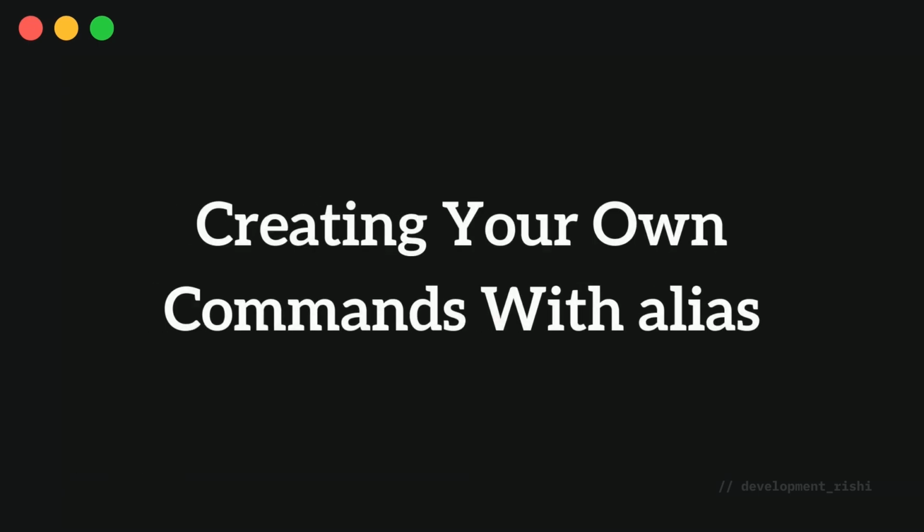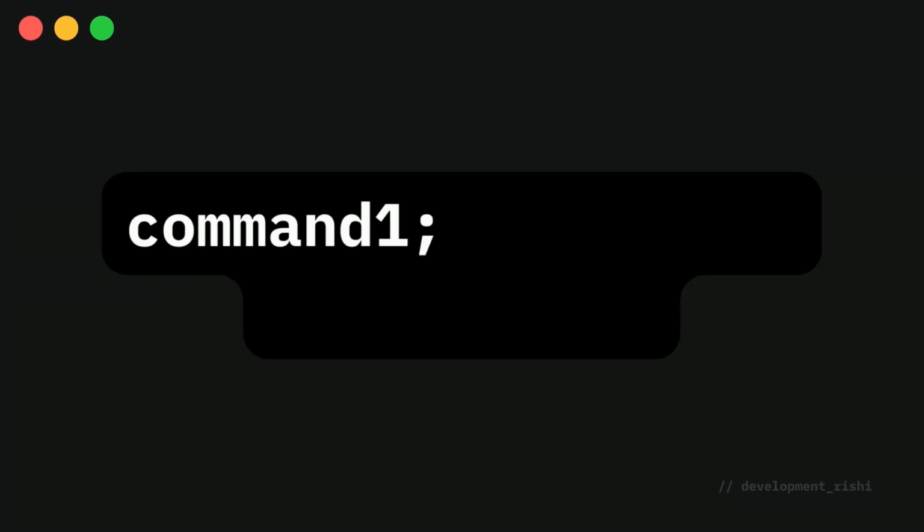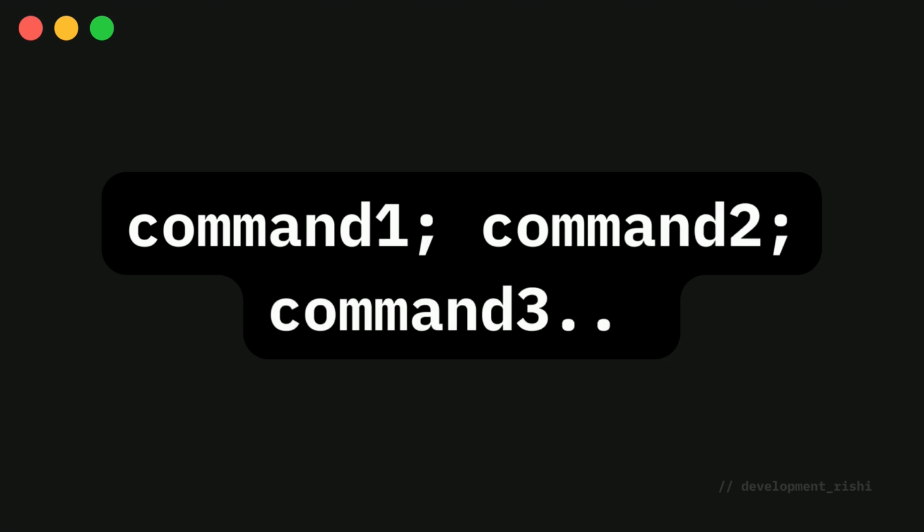Now, let's embark on our inaugural programming venture. We'll fashion our own command using the alias command. However, before we commence, let's unveil a nifty command line technique. You can conglomerate multiple commands on a single line by demarcating each command with a semicolon character. It works like this. Now, let's look at an example.